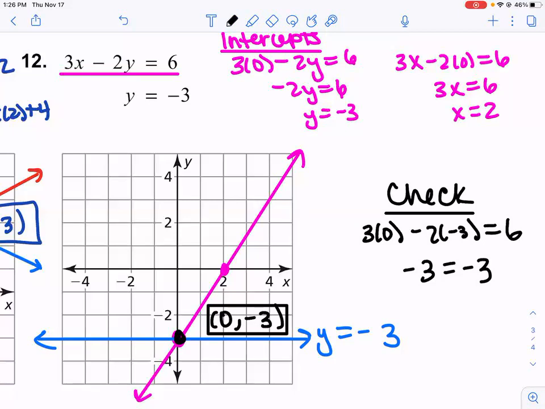Okay, so here's the deal. You know how to graph lines. I'm asking you to graph 2 lines at once and tell me where they meet. That's it. Isn't that great? So, yeah, that's how we're doing. So I have something for you.